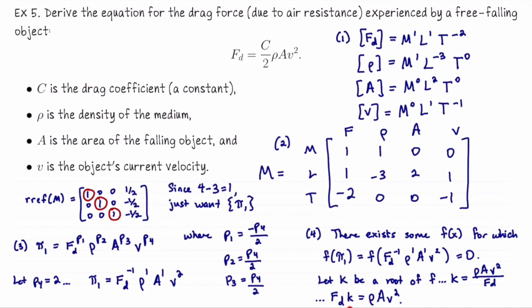In this form, we have just k on the left. In the form at the top, we have c over 2 on the right, but those are just constants. So we get how to set up this equation relating the drag force to the product of the density, the area, and the square of the velocity.